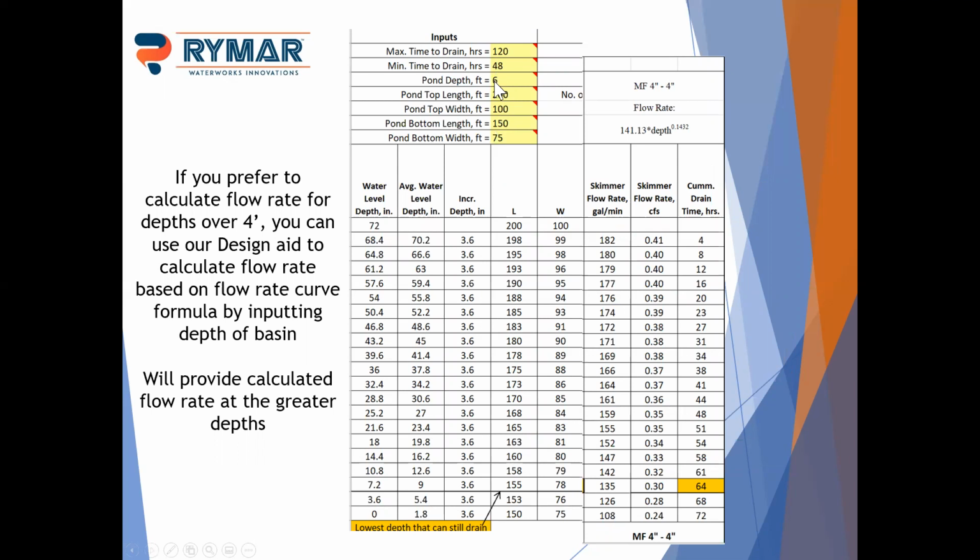So say your pond is 6 feet deep. Well, then just looking at the 4-inch skimmer with a 4-inch orifice, it calculates the flow rate from basically 0 to 6 feet deep. So if you wanted to plug it in at these additional depths, you could pull that off. At a 4-foot depth, it's running about 0.38, 0.39 CFS. And if you go up to 6, it's getting up to 0.41. So there's a slight increase. So if you really want to get more accurate, you can, or you can just extrapolate it out.